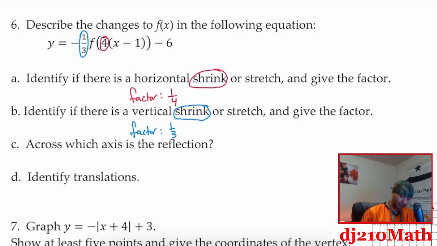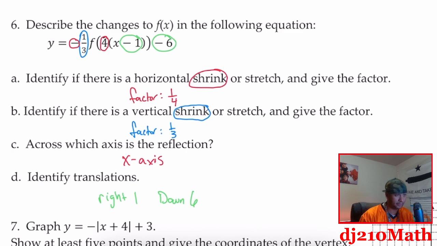Across which axis is the reflection? Okay, so the reflection is outside. Anything outside is vertical. Vertical's up and down, so it reflects over the x-axis. Identify the translations. So the translations are going to be inside lies, so right 1, and then down 6. Too easy. Right 1, down 6.